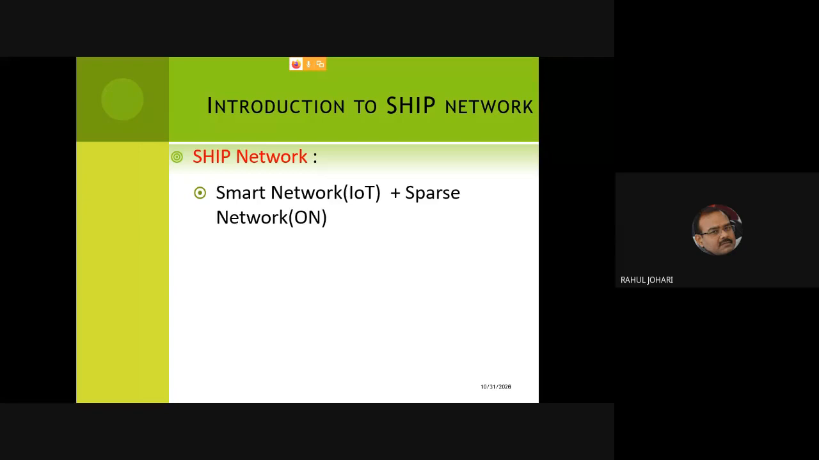So these are all what we call smart networks. But there is also another kind of network called sparse networks. In smart networks, the nodes are primarily in the overlapping transmission range of each other, so we say short distance communication.